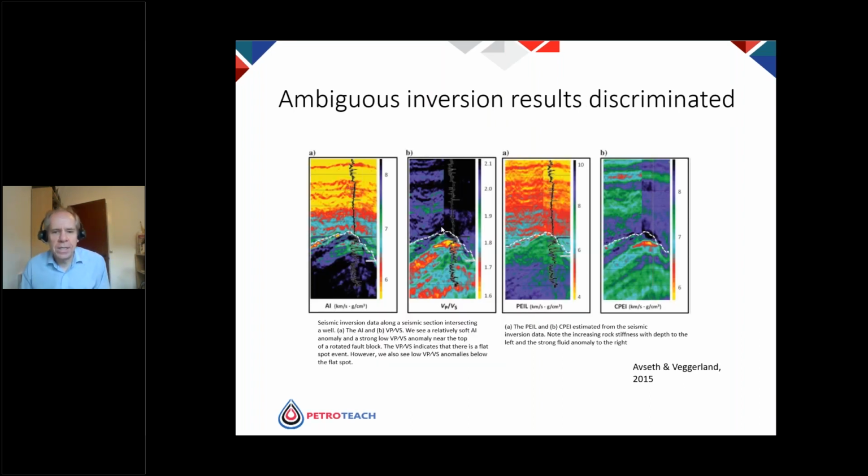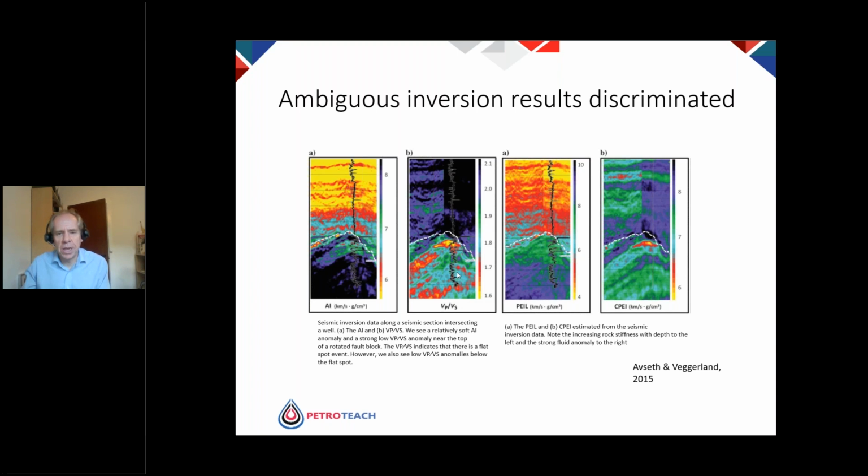So I said that VPVS is important. I have a low VPVS if I have hydrocarbon. So here's a similar fault block, and you can see here's my AI, my VPVS here. And I've got lots of low VPVS. So that's all hydrocarbon, isn't it? The red is the low number. But it's not quite that simple, okay? So I have to be a little bit careful.